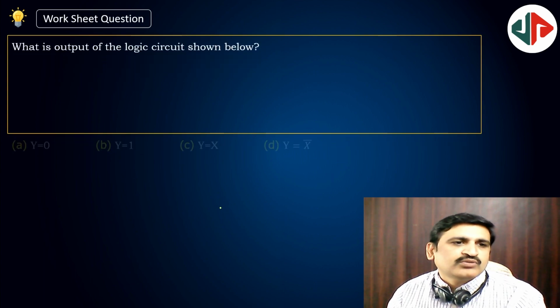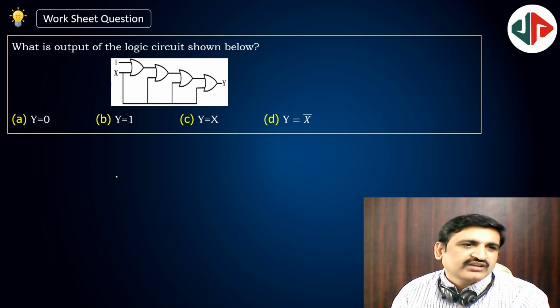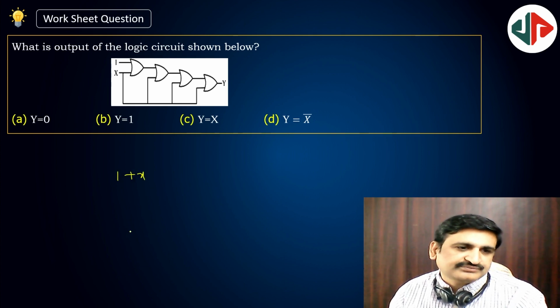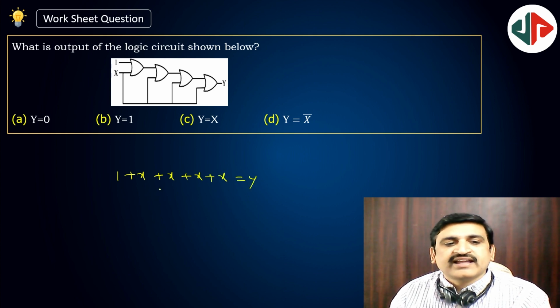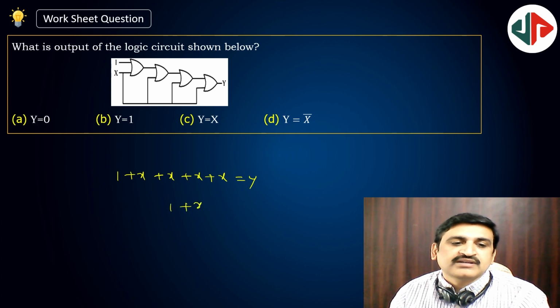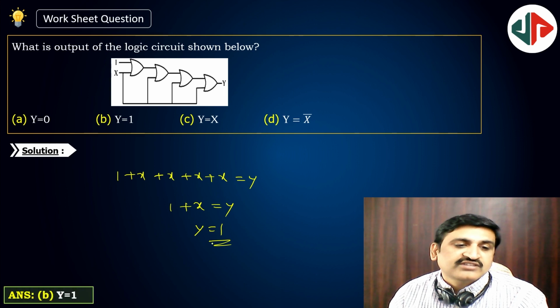Next. What is output of the logic circuit shown below? That is 1 and x. 1 plus x. This output plus x. This output plus x. How many pluses? 1, 2, 3 plus x is equal to y. How many times you add x with x? x only will come, right? So it will be 1 plus x into y. Whenever 1 is added to something, then 1 only will come. So y is equal to 1 always.